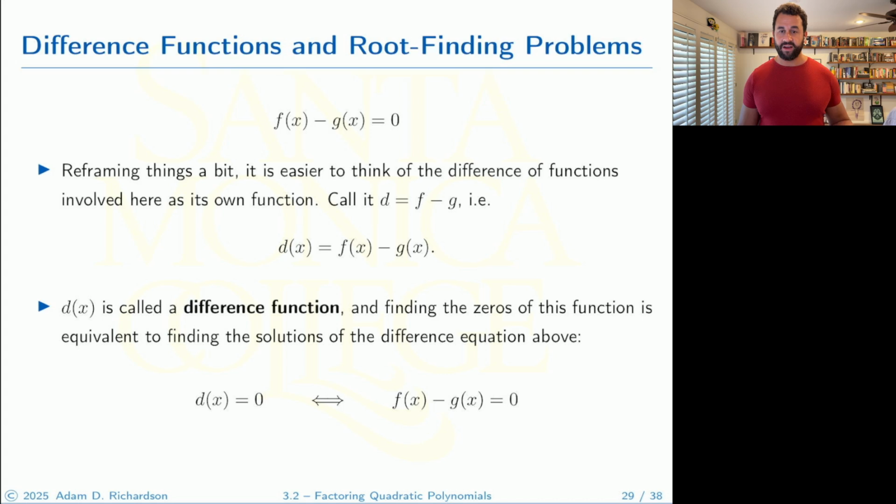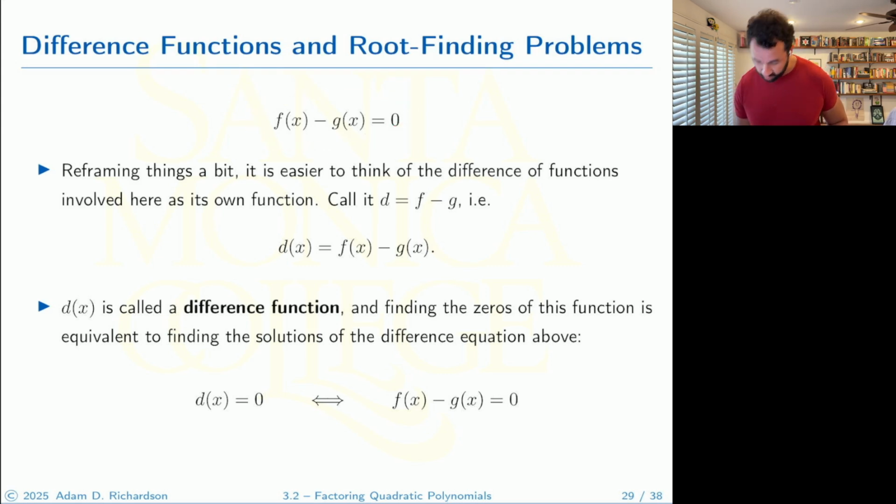And what we've now got is a single function. And if we want to know the solutions to this equation, we just need to find the zeros of this function. See, now everything's coming together. This is why we talked about zeros of functions. We've re-expressed our problem as a root finding problem.